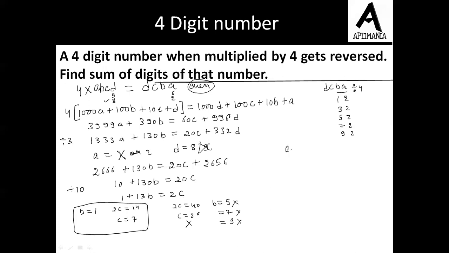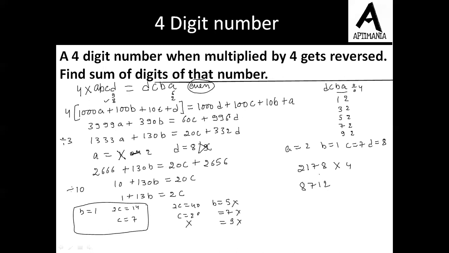So we can say that the value of A is definitely 2, that of B is 1, that of C is 7, and that of D is 8. So the number becomes 2178. And when we multiply this number by 4, we'll get 8712, which is exactly the reverse of this particular number.